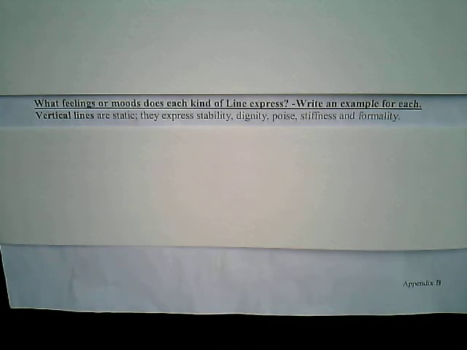A wooden fence? Mm-hmm. What else? The pillars at USC. The pillars? Uh-huh. Can you think of something? The light posts? Yes. They're pretty stable, right? They're solid and they're vertical.